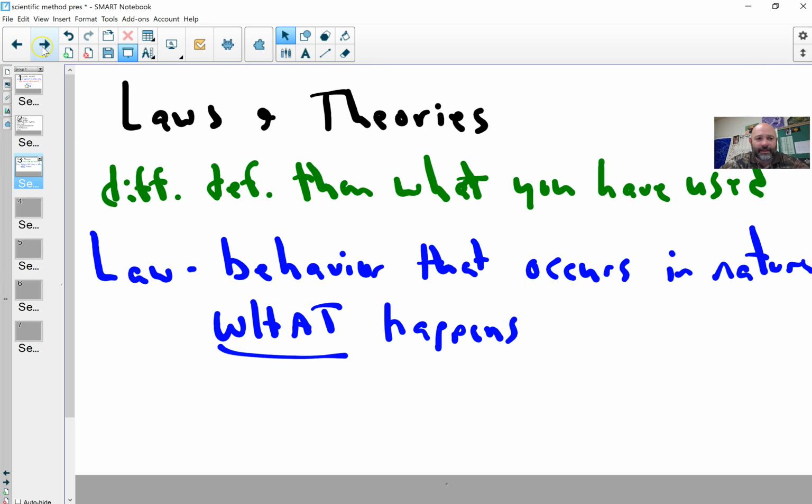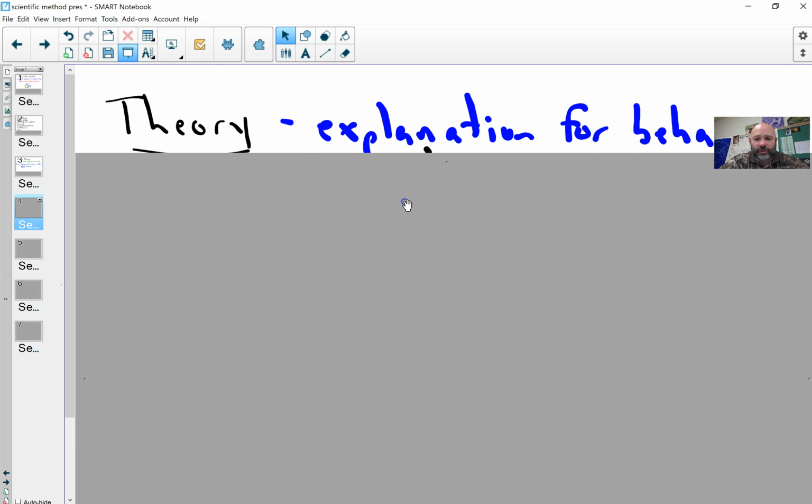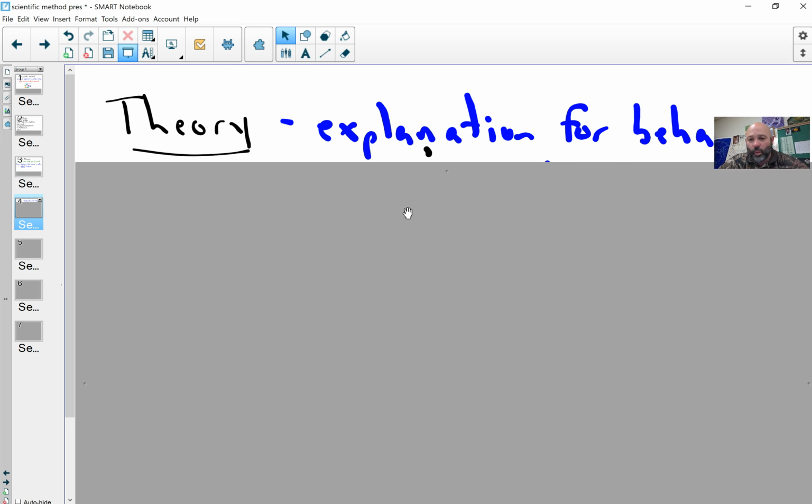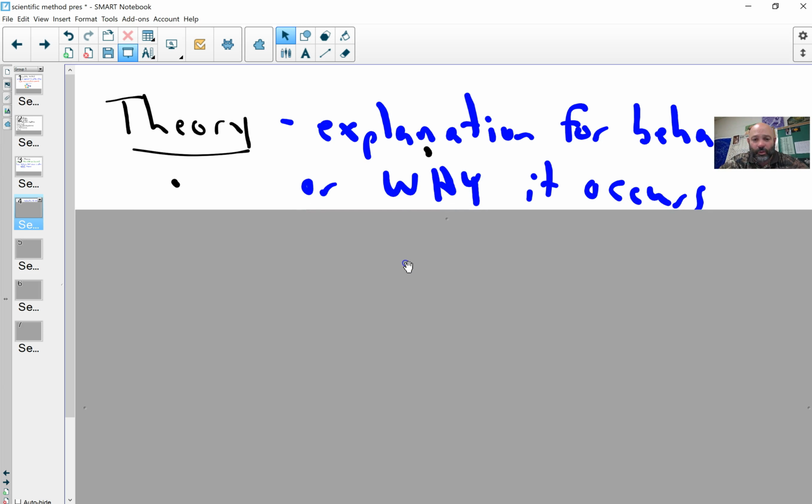Compare that to the definition that we're going to use for a theory. A theory is going to be the explanation for why behavior happens, or that one-word definition, why something happens. If you keep track of what and why, that's going to make a really big difference in you figuring out what's happening in this case.